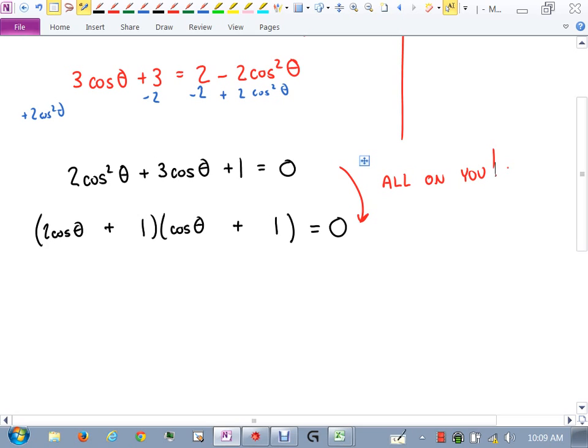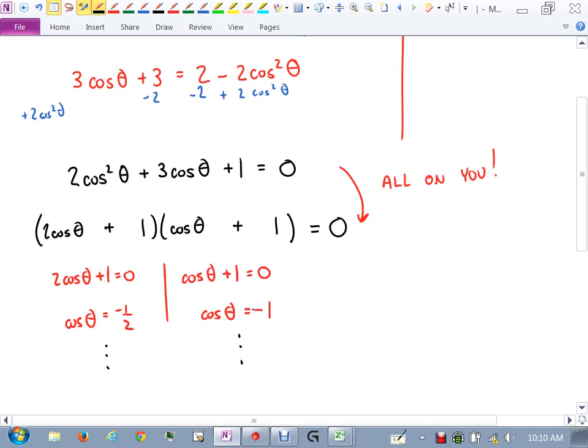All right, so now I set each one of those equal to 0, right? I set 2 cosine theta plus 1 equal to 0. I set cosine theta plus 1 equal to 0. This one gives me cosine theta is -1/2. Notice that these are all working out to be things that you know on the unit circle, aren't they? Cosine theta is -1/2. That means where's the x-coordinate -1/2? 2 places that happens. Then you need to get the general solutions. Cosine theta is -1. That happens over at pi, and then you need all the general solutions. So dot, dot, dot. You could take that the rest of the way.